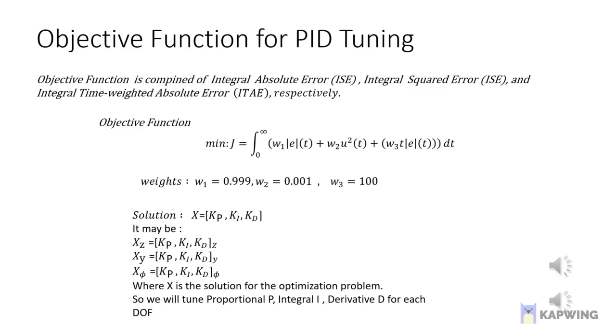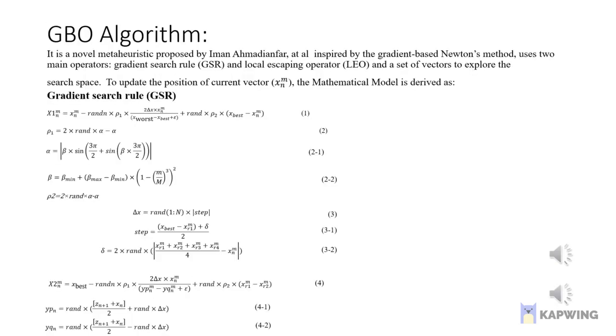So the PID output is a summation of the proportional, integral and derivative terms. To formulate PID tuning as an optimization problem, we should identify an objective function, which combines the integral absolute error, the integral squared error, and the integral time-weighted absolute error, where the solution is the KP, KI, and KD parameters. To solve this problem, we will use the metaheuristic path.